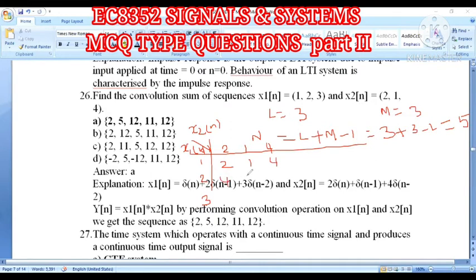2 into 2, 4. 2 into 1, 2. Next 2 into 4, 8. Next third value. So 3 into 2, 6. 1 into 3, 3. 4 3s are 12. Now I split up like this. Okay, diagonal elements. So split like this, equal diagonal elements.